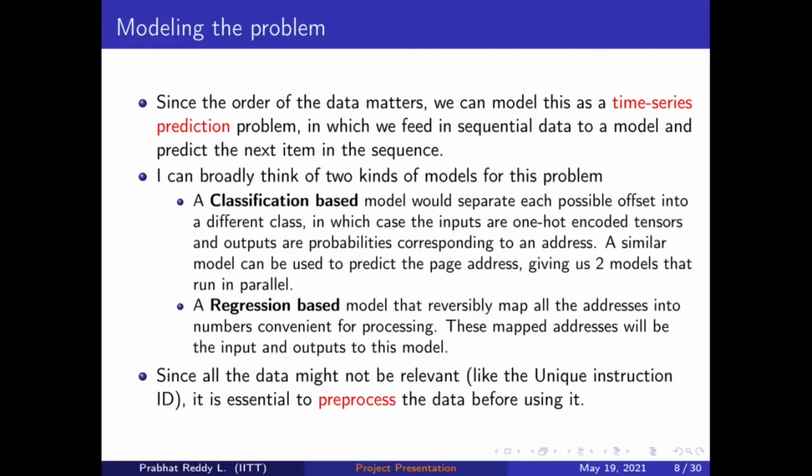I can broadly think of two kinds of models for this problem. One is a classification based model which separates each possible load address into a different class. It converts the inputs as one hot encoded tensors and the outputs as probabilities corresponding to an address. We can also think of a regression based model which maps a load address into a format that is convenient for the machine learning model to process. The output is remapped to get back the load address.